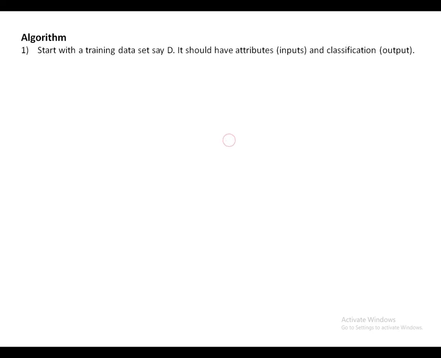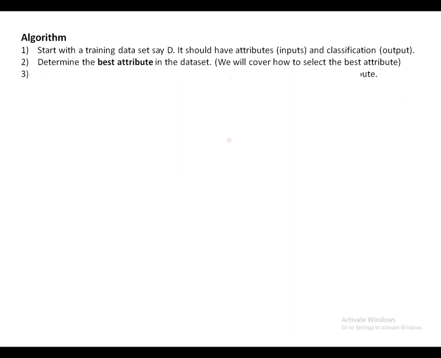Let's look at the algorithm of a decision tree. Start with a training dataset, say D. It should have attributes, that is inputs, and classification, that is outputs. The next step is to determine the best attribute in the dataset. Don't worry, we'll cover this in the coming part.